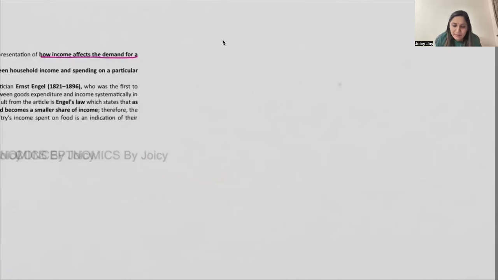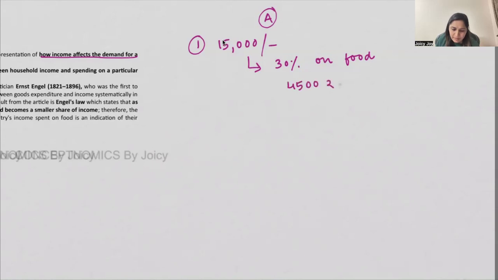Assume a person A. You can even imagine yourself as this person A. Assume that in the first case, this person was earning 15,000 rupees per month. This is our assumption. Now, out of this 15,000, this person used to spend, for example, 30% on food commodities, which is 4,500 rupees. This is the first case: a person A earning 15,000 per month and spending 30% on food, that is 4,500 rupees.